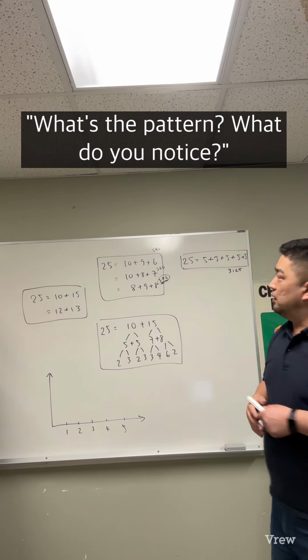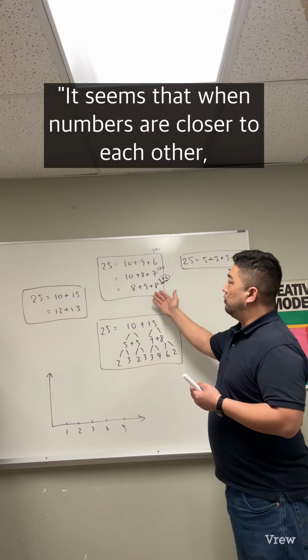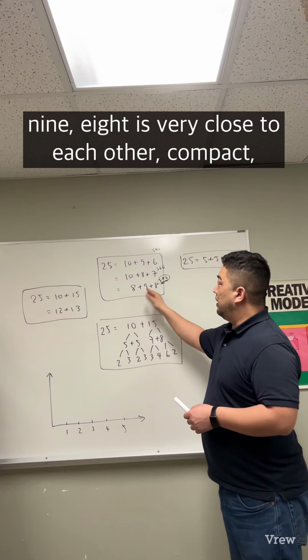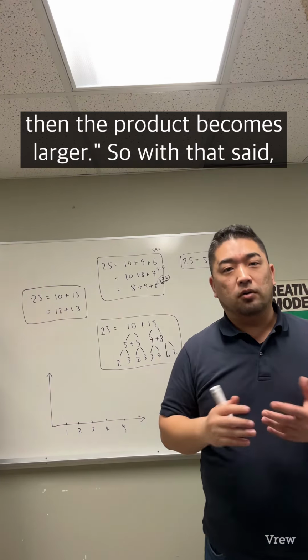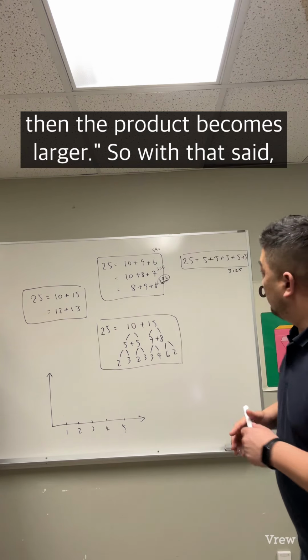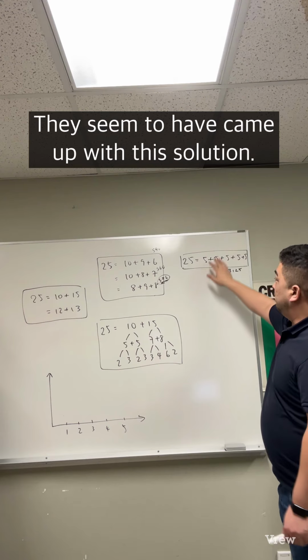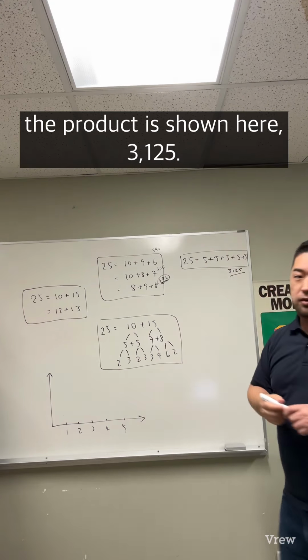What do you notice? They might share something like, it seems that when numbers are closer to each other, instead of like 10 and 6, 8, 9, 8 is very close to each other, compact, then the product becomes larger. So with that said, we're going to go to the next group's solution. They seem to have come up with this solution. The product is shown here, 3,125.